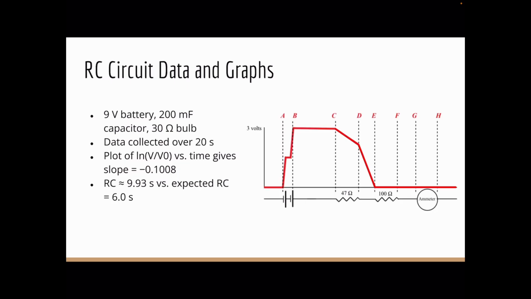With a 9-volt battery, a 20 millifarad capacitor, and a 30 ohm bulb, we recorded voltage across the capacitor every 2 seconds for 20 seconds as it discharged. Plotting the natural log of voltage over time produced a straight line. From the slope of this line, we calculated the RC value of about 9.93 seconds. The expected RC was 6.0 seconds, so our experimental result was slightly higher.